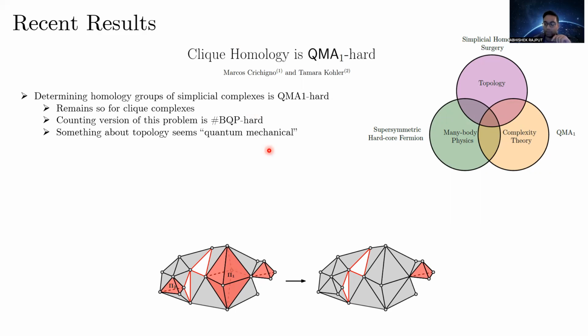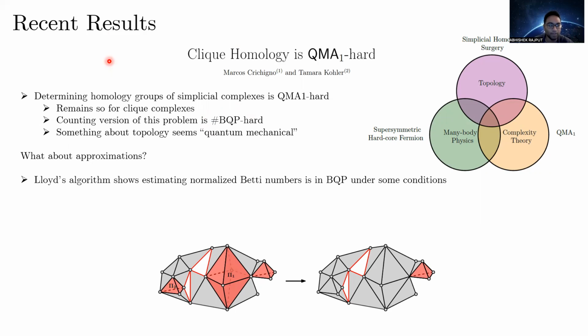And if you actually want to count the number of the holes, the counting version of that problem is actually sharp-BQP hard. So there's something about topology that... actually, I should say this. What about approximations? Lloyd's algorithm that I discussed earlier in this talk shows that estimating normalized Betti numbers is in BQP under some conditions.